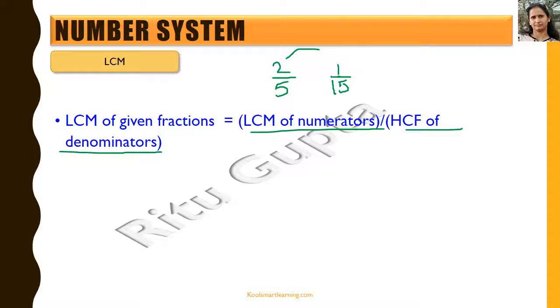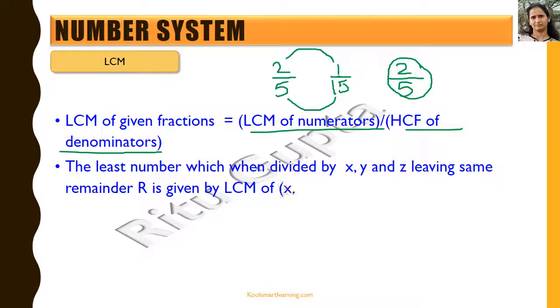We find the LCM of the numerators, which is 2, and put that in the numerator, and the HCF of the denominators, which in this case is 5, and put it in the denominator. So we get 2 by 5 as the LCM of 2 by 5 and 1 by 15.